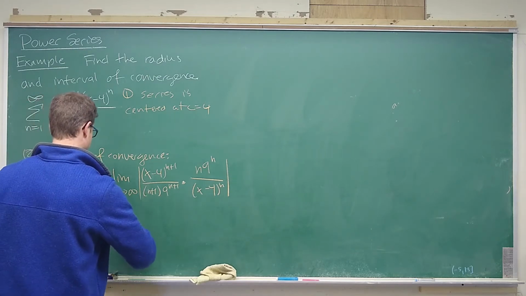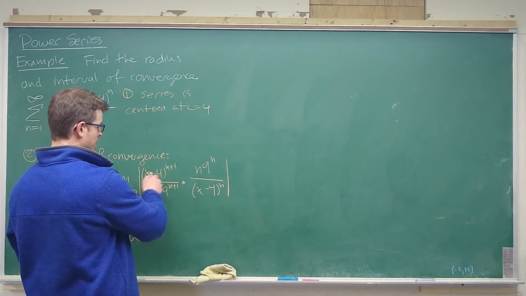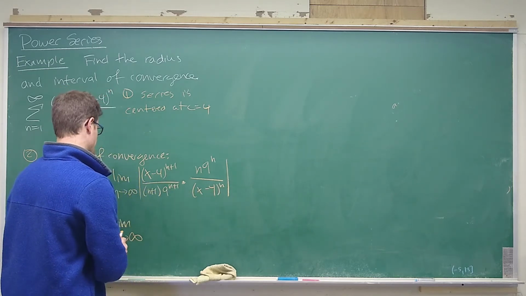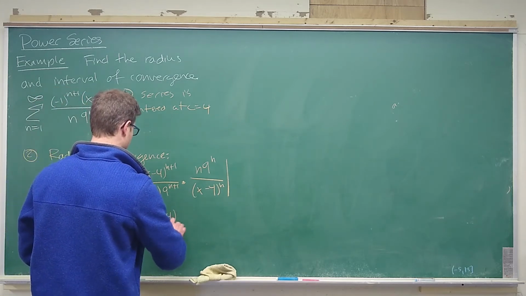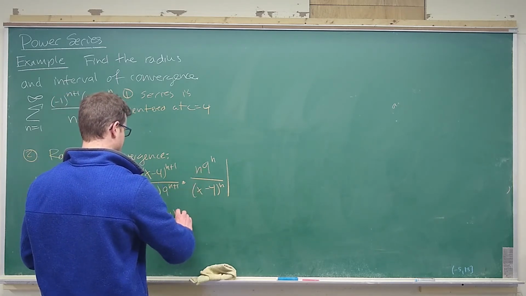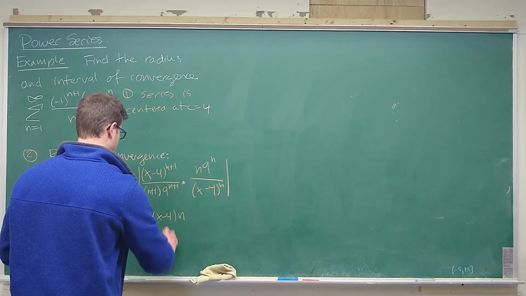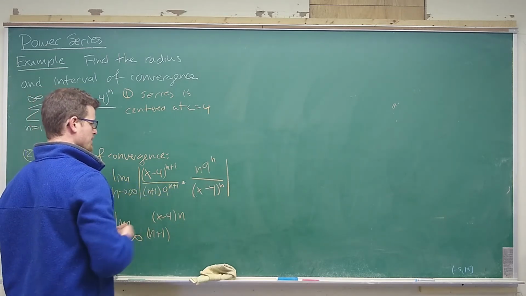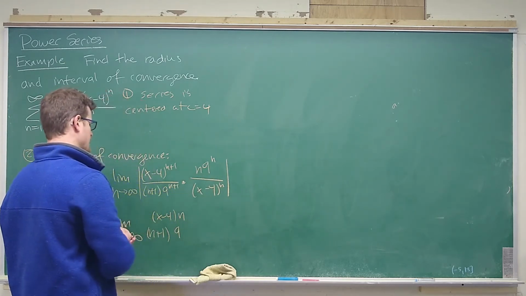So this is equal to the limit as n goes to infinity. Let's see here, x minus 4 to the n plus 1, and x minus 4 to the nth. There would be some cancellation there. So we're just left with x minus 4 in the numerator. And then we still have a factor of n because that does not cancel out with anything in the denominator. Still a factor of n plus 1 in the denominator. Again, doesn't cancel out with anything. And now we just need to reduce the powers of 9. So n factors of 9 over n plus 1 factors of 9 gives us 1 factor of 9 in the denominator.